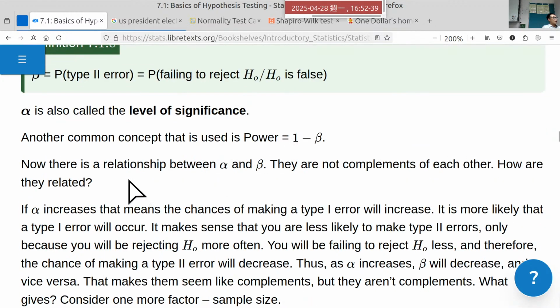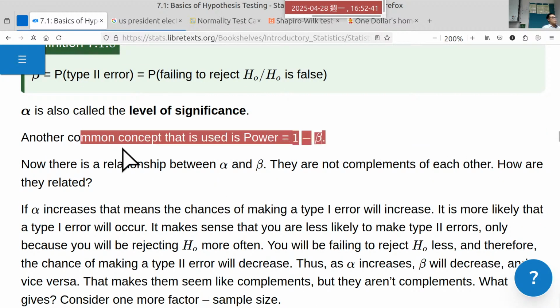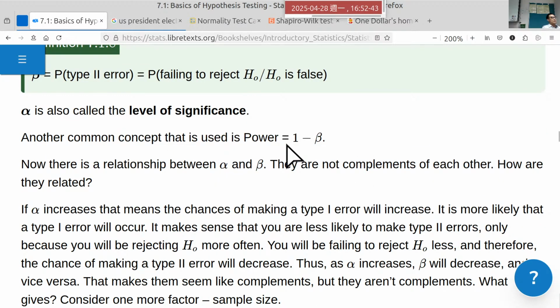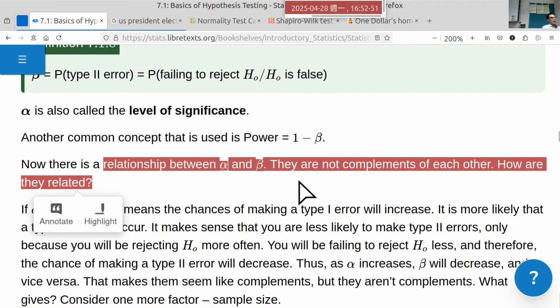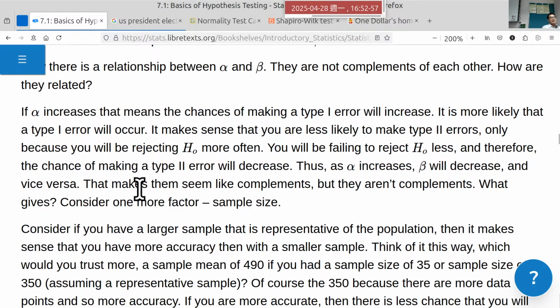Okay. Another common concept that is used is the power. The power is 1 minus beta. Now, there is a relationship between alpha and beta. They are not complements of each other. How are they related?